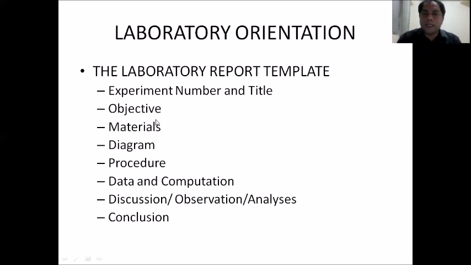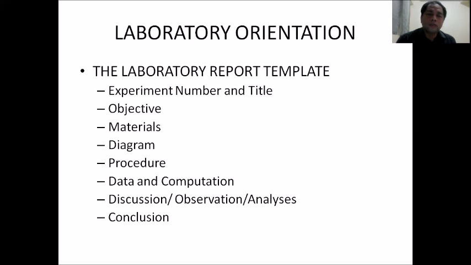The objective is in the infinitive form, and it is always something that we can measure, like to determine, to evaluate, to identify. This is what we call the infinitive form. So the objective is the direction of how you will do the activity and eventually how you will answer the conclusion.